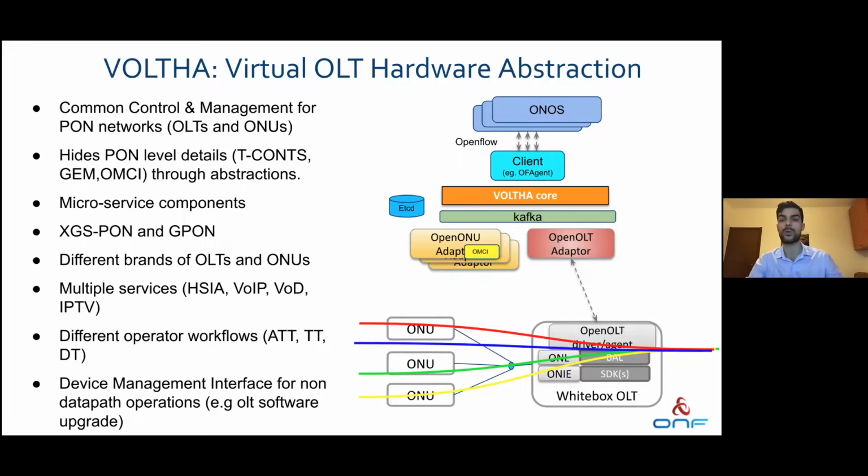The different operators we work with have different requirements. For example, in the case of AT&T, there was a requirement to handle EAPOL authentication. That was not a requirement in the case of Türk Telekom or Deutsche Telekom. So the different workflows configure the system in a proper way to handle these different requirements. Also, as of recent, I mentioned it in the SEBA 2.0 release, we started introducing the device management interface, which is the standard API defined in protobuf to handle non-Volta related operations, meaning non-data path related operations, such as software upgrade of the OLT image.